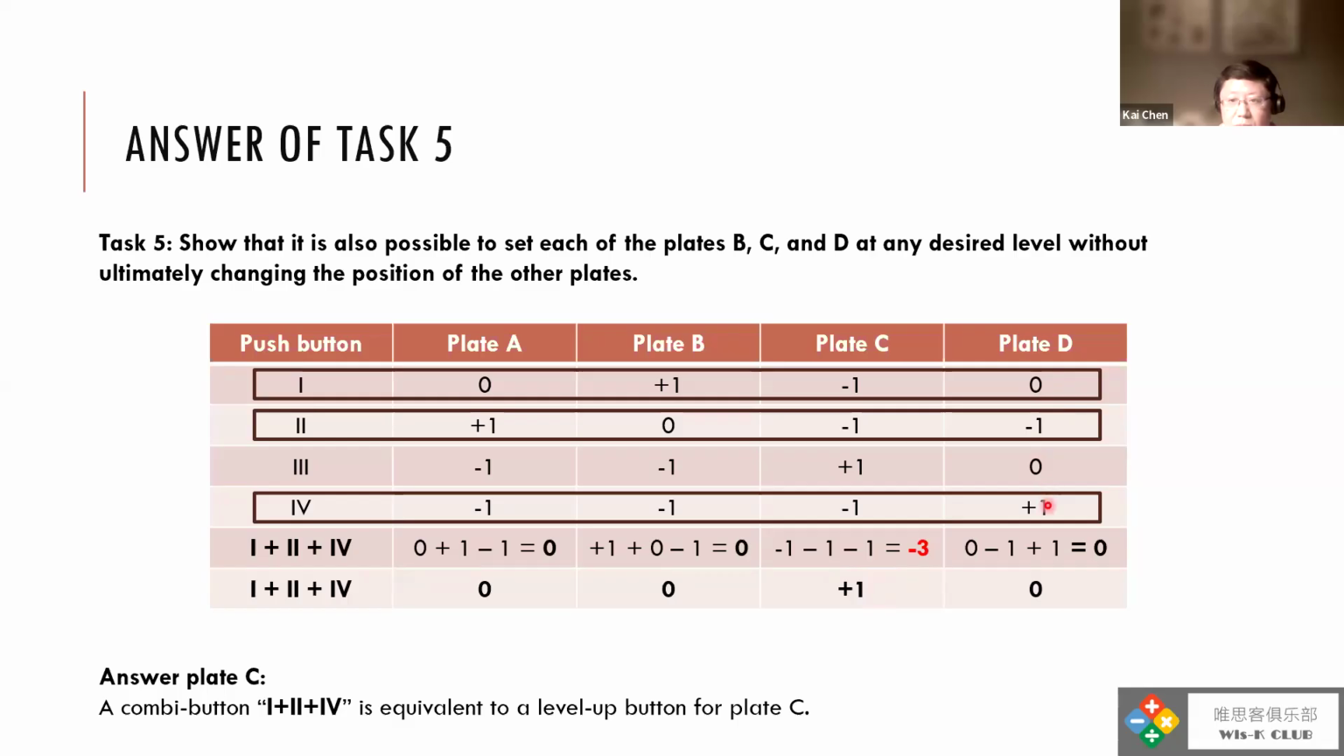0 minus 1 plus 1 gives you 0 for place D. So basically, the combination of buttons 1, 2, and 4 is equivalent to leveling up place C without changing the status of the other plates. You might be very curious: how did you find it? How can you find it? Because it seems also interesting to have this kind of combination of the buttons. Okay, I will leave this question for later.